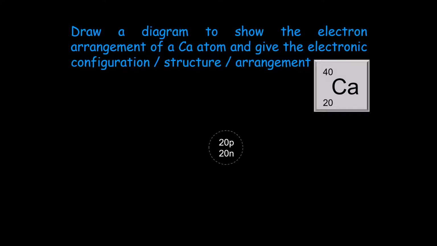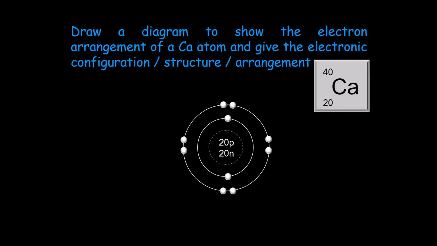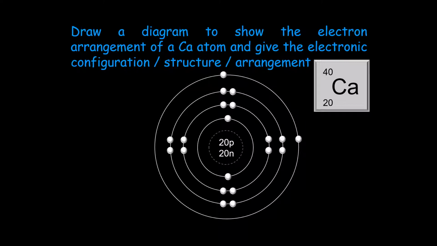Now you may want to pause the video until you show the electron arrangement of a calcium atom. So we have a nucleus with 20 protons and 20 neutrons. Now in the first shell we have 2 electrons, in the second shell we have 8 electrons, in the third shell we have 8 electrons, and in the fourth shell we have 2 electrons. So the electronic configuration is 2.8.8.2 or 2,8,8,2.